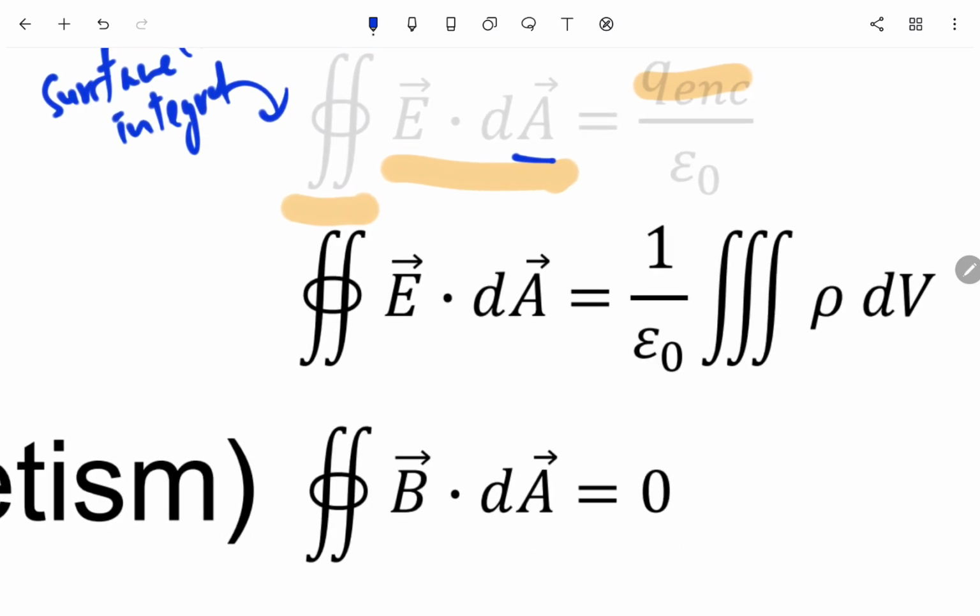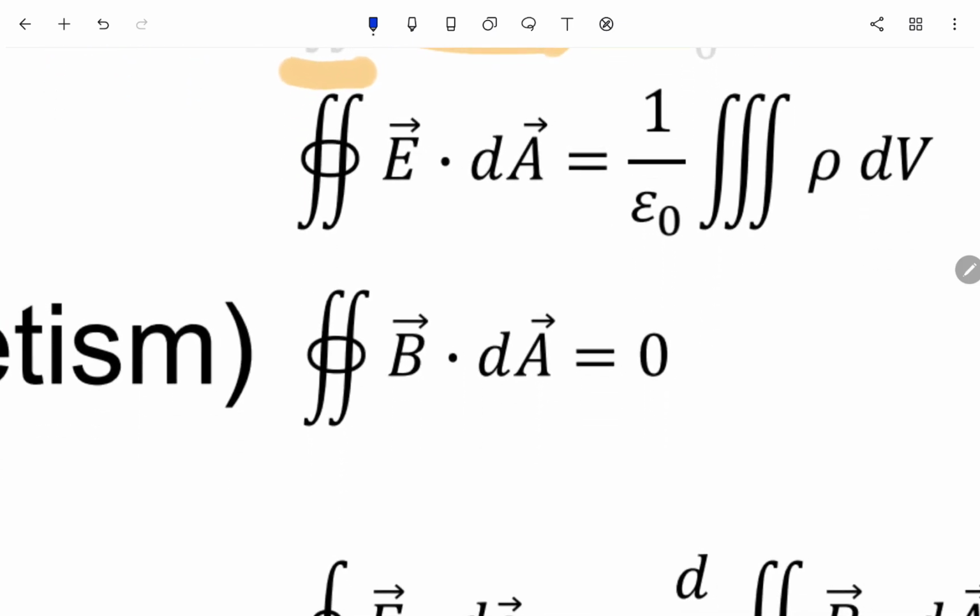Okay, so maybe I first skip this part first. Okay, I'll come back a bit later.